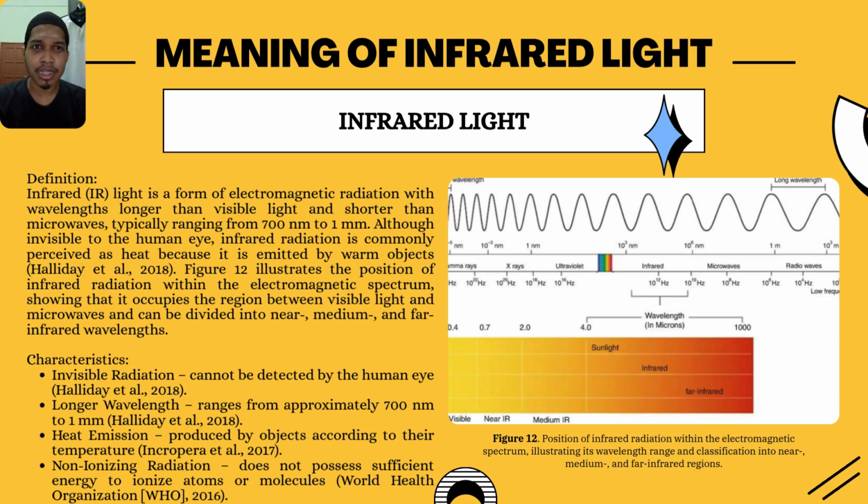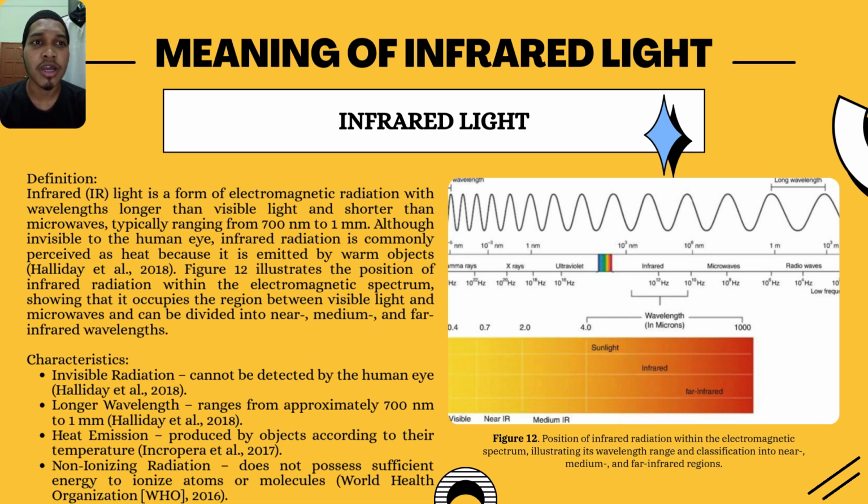Next, we have characteristics. Characteristics of infrared light: it is invisible radiation. It cannot be detected by the human eye. Next, it has a longer wavelength. It ranges from approximately 700 nanometers to 1 millimeter. Next, it has heat emission. It is produced by objects according to their temperature. And lastly, it is non-ionizing radiation. It does not possess sufficient energy to ionize atoms or molecules.